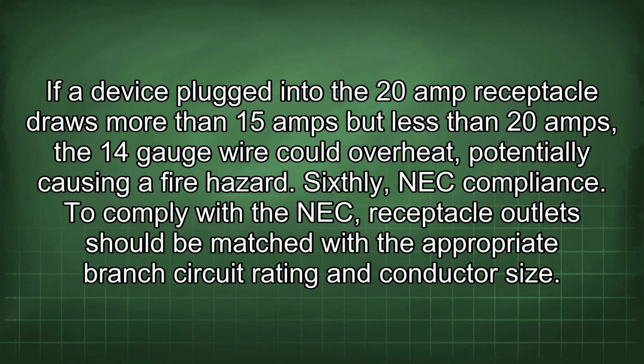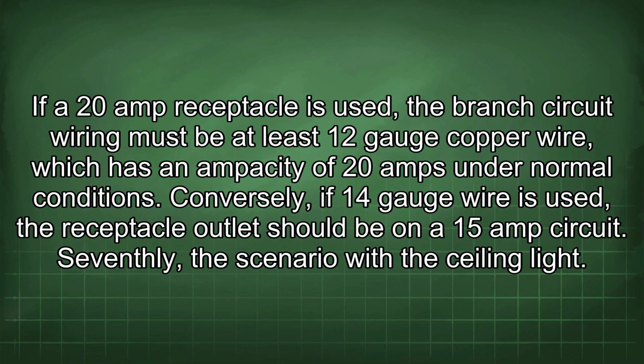Sixthly, NEC compliance. To comply with the NEC, the receptacle outlet should be matched with the appropriate branch circuit rating and conductor size. If a 20-amp receptacle is used, the branch circuit wiring must be at least 12-gauge copper wire, which has an ampacity of 20 amps under normal conditions. Conversely, if 14-gauge wire is used, the receptacle outlet should be on a 15-amp circuit.